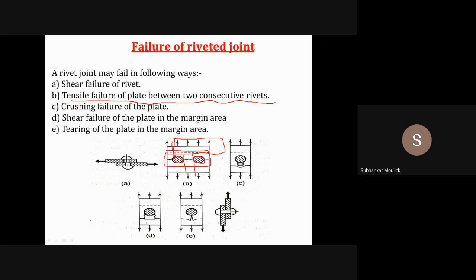Fine. Then if you apply an axial load on this plate in this direction and on this particular plate in this direction, then what will happen? Tensile failure will take place in between two consecutive rivets. So this is the case of tensile failure of the plate between two rivets. Is it clear? Any doubt?